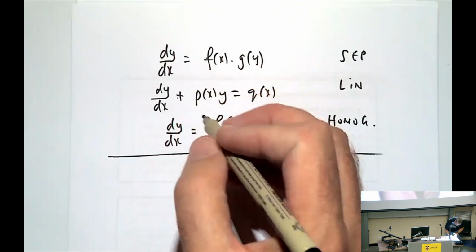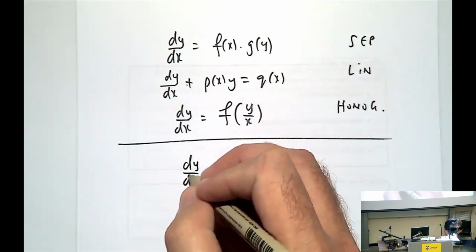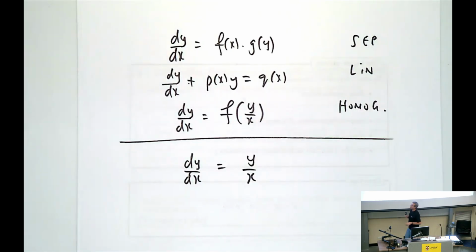Now, what is this? Is it separable, linear, or homogeneous? Who thinks it's separable? Okay, who thinks it's linear? Who thinks it's homogeneous? It's all three. Wow. It's all three.